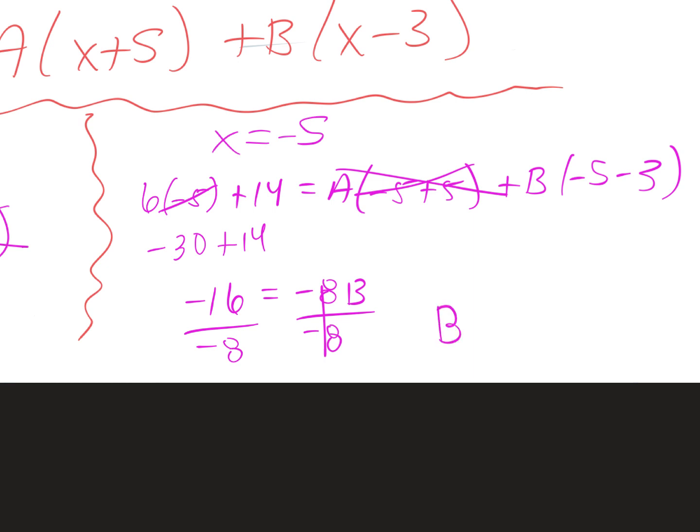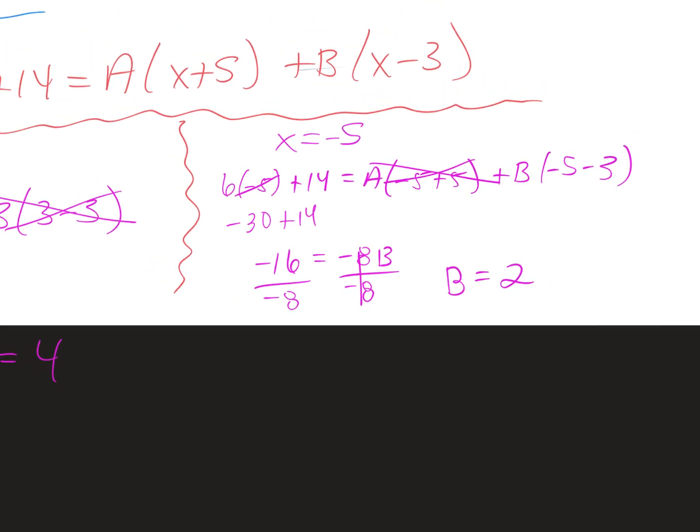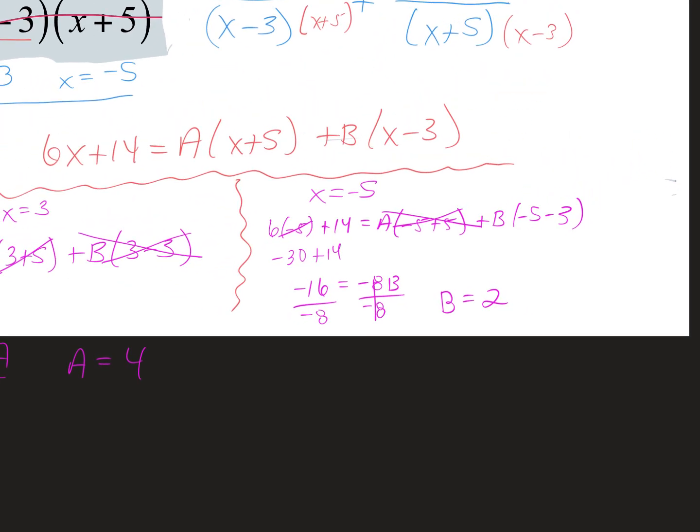b equals 2. Every single time, whether you have 2 denominators, 3 denominators, 4, every single time, when you evaluate, everything will cancel out except for one thing. If it doesn't, you did something wrong. So what we have done is we have now discovered what the constants are in our partial fraction decomposition.